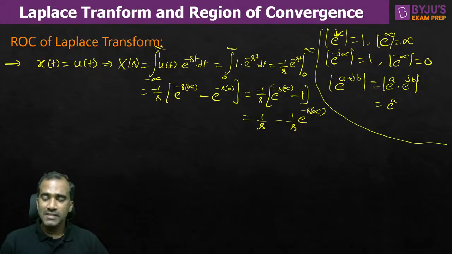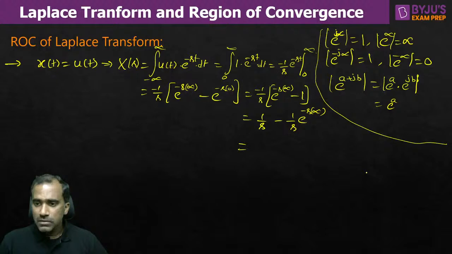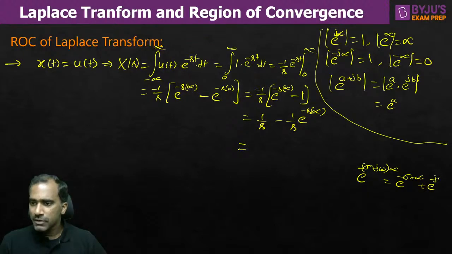Sir, we have learned it as 1 by s, but you are getting some different answer. Yes, let us try to evaluate this carefully. Can we replace s with sigma plus j omega, because s has a real part and an imaginary part? From our previous discussion, only the real part decides the magnitude. So when you multiply with infinity, it is e^(-sigma·infinity) times e^(-j omega·infinity).